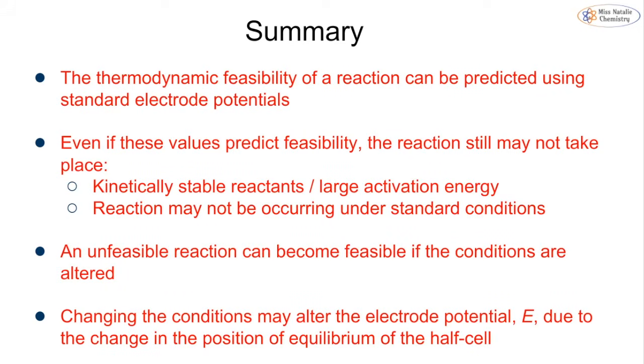So the key information about thermodynamic feasibility is we can predict it using the standard electrode potentials. Even if they do predict feasibility, sometimes the reaction may not take place, and that can be due to the fact that they're kinetically stable, or it's not occurring under standard conditions. We can alter these standard conditions to make an unfeasible reaction feasible, but this can alter the electrode potential and change the position of equilibrium in a half cell. You are not expected to be able to say what happens to the value once this equilibrium changes. That is not covered in the A-level course. You just need to know that changing the conditions can make it feasible.